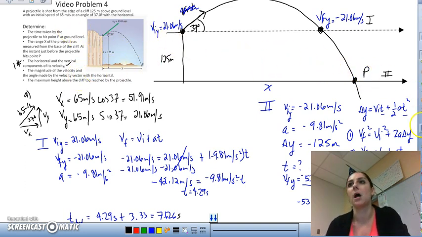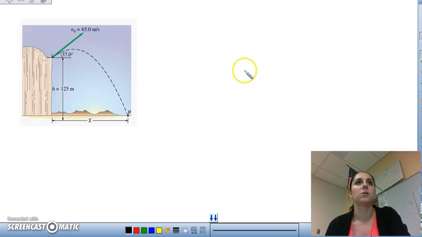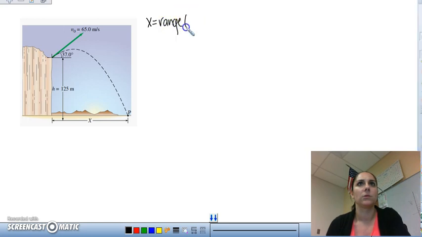So the next question asks for range. So what I did is just, you can see, copy and pasted the same problem, made it a little bigger. Range refers to the x component, so that's the range. Now remember that the x coordinate only has one model of motion. So this is pretty nice because generally we do have Vx, and we happen to have that in the other problem.